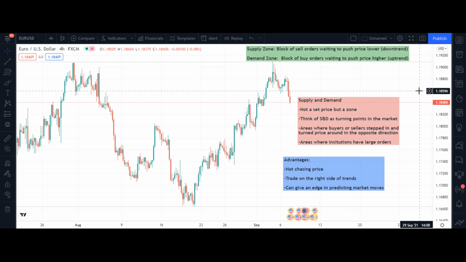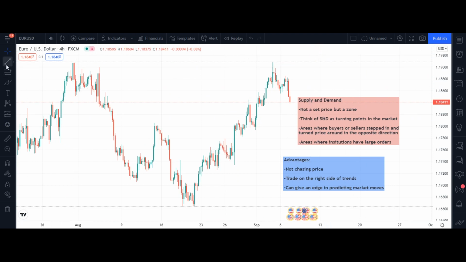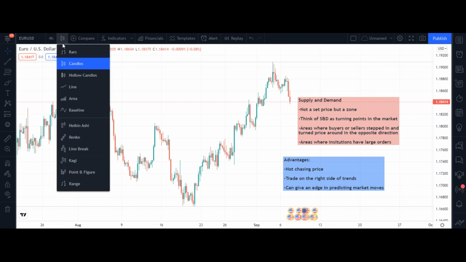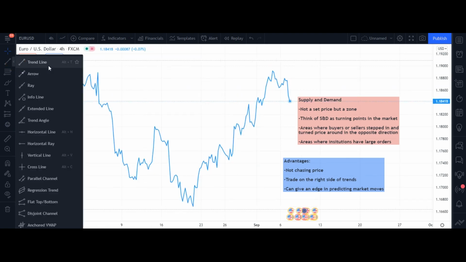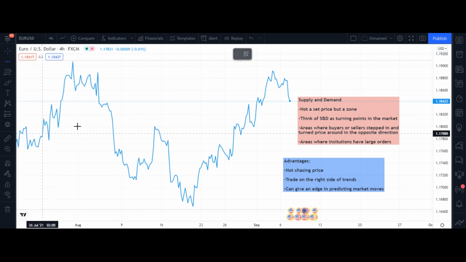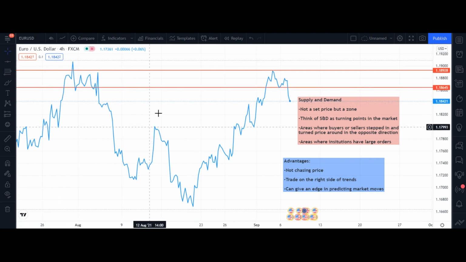All right, so some characteristics. They're not a price, but a zone. What does that mean? A lot of people, when they first start Forex trading, are taught to get on the line chart, which I teach as well, and mark off your support and resistance lines. So here's one here, and here's another area here, right?